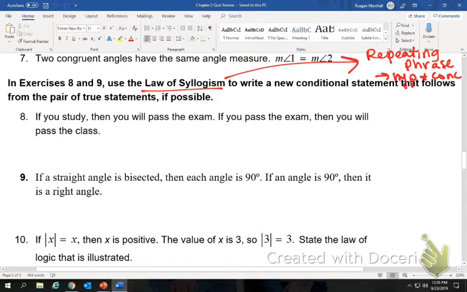Is there a repeating phrase in the two sentences? Yes, what is it? The exam. So passing the exam is a repeated phrase. Is one of them a hypothesis and one of them a conclusion? Yes, so what you do, I showed you on the video, you cross out the repeating phrase, and then all that will remain is a new conditional statement. So what will my final answer look like? If you study, then you'll pass it. Yep. If you study, then you will pass the class.